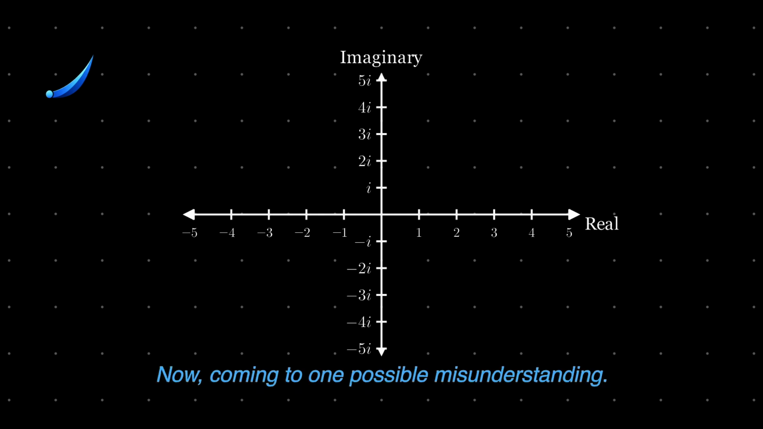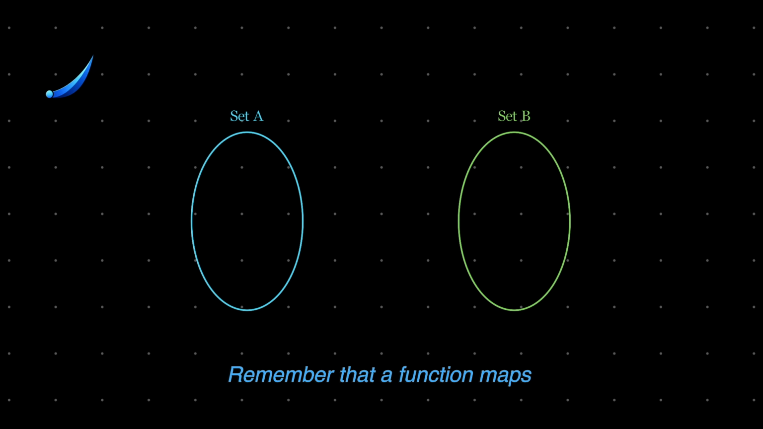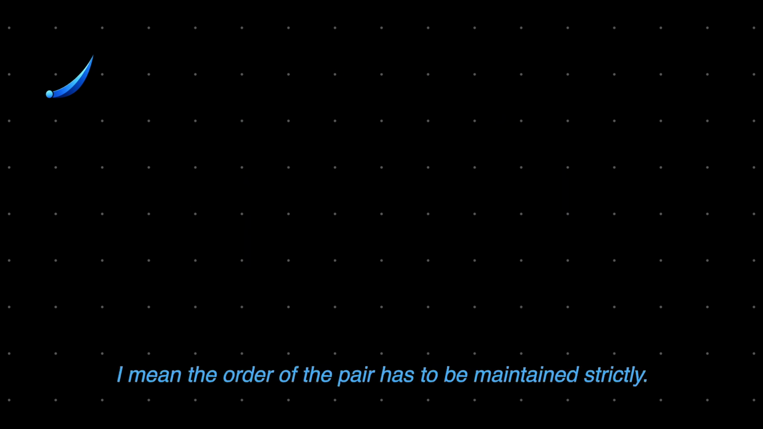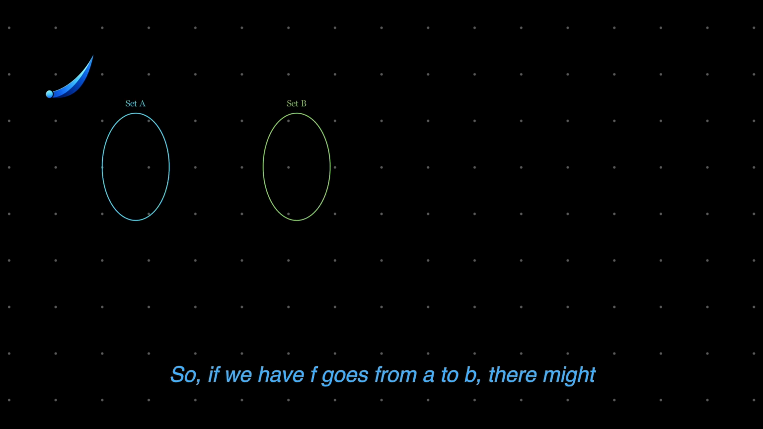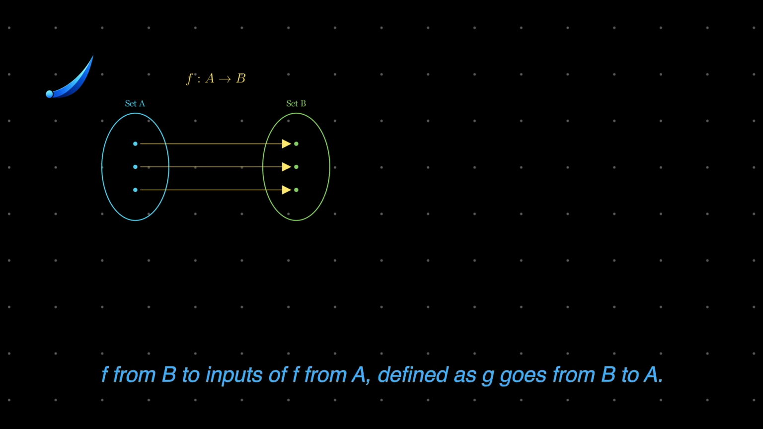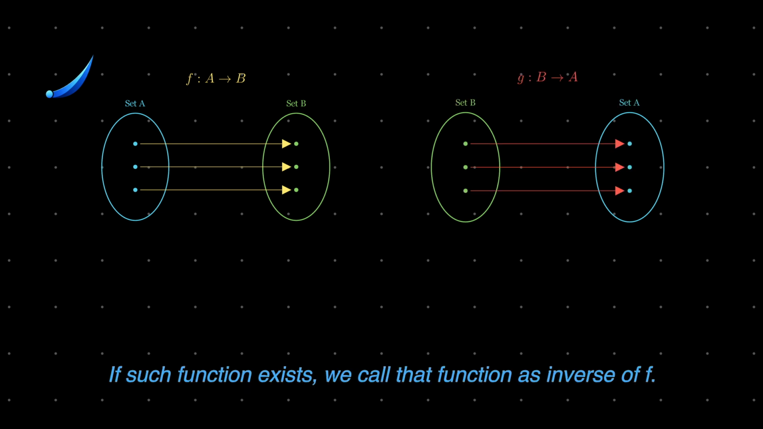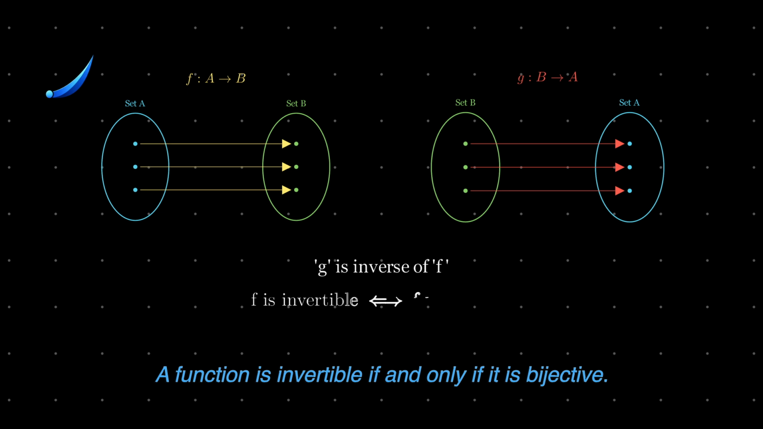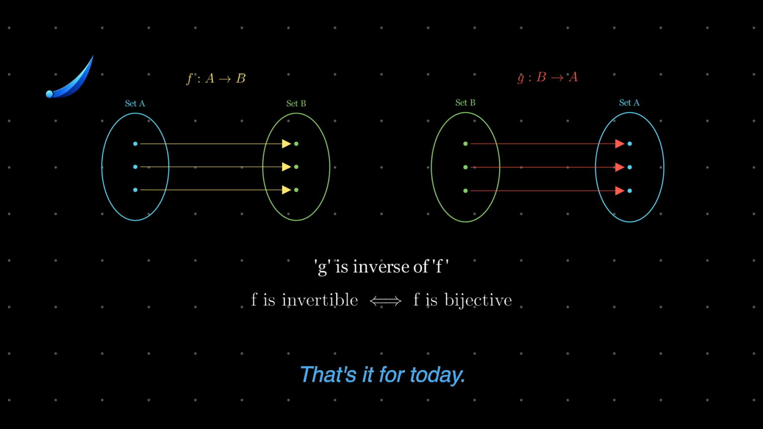Now, coming to one possible misunderstanding. Remember that a function maps unidirectionally from domain to codomain. I mean, the order of the pair has to be maintained strictly. So, if we have f goes from A to B, there might exist another function g which maps outputs of f from B to inputs of f from A, defined as g goes from B to A. If such a function exists, we call that function the inverse of f. And how do we define invertibility of f? A function is invertible if and only if it is bijective.